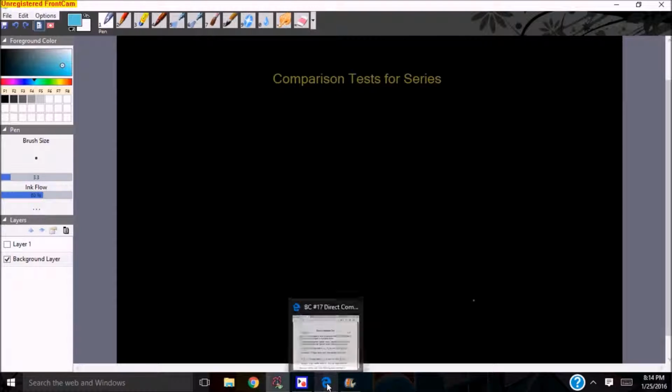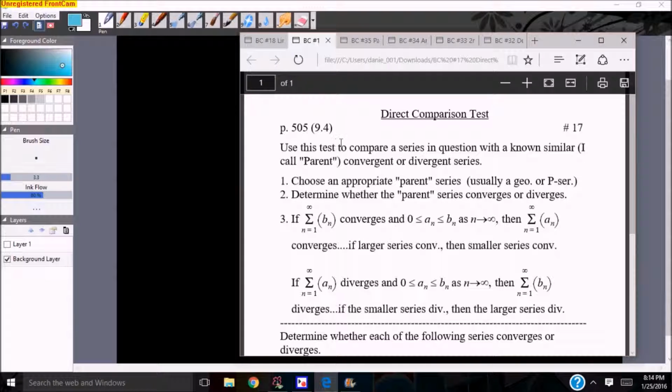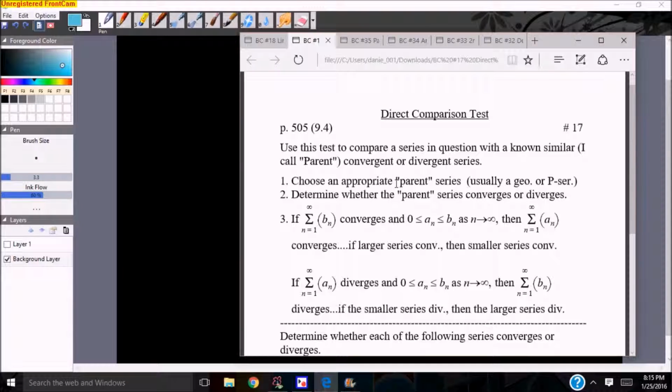So I hope you can kind of see on my screen real quick. You can see that we are going to compare a series in question with a known similar series. They call it a parent series that is already convergent or divergent. So there's something really important about this. The one we are going to choose needs to be something we already know what it does. Either we need to know that it is a geometric series that converges or diverges, or it needs to be a p-series, one that we know either converges or diverges.